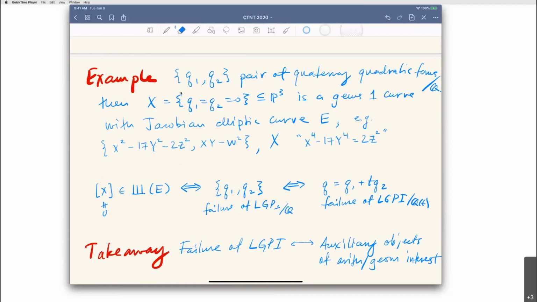I don't know why this I is here. Oh, and this one too.